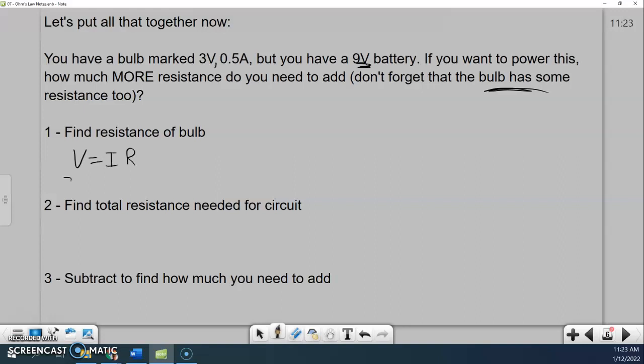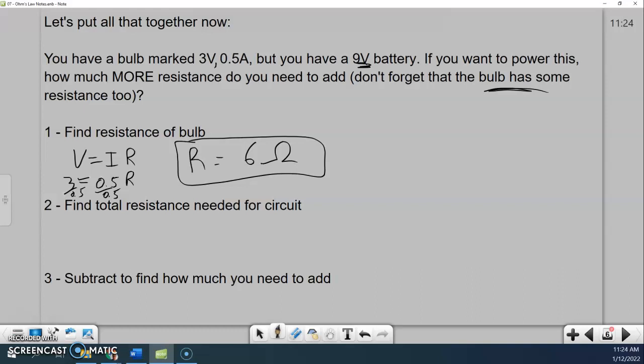Alright, well the bulb was 3 volts, and it likes 0.5 amps. So if I divide both sides by 0.5, my bulb's resistance is 6 ohms. So pause it here if you want, work it through, make sure that makes sense to you. What's the total resistance needed for the circuit? Same formula. I know I've got a 9-volt battery. I know that my bulb only likes 0.5 amps. So how much resistance do I need?